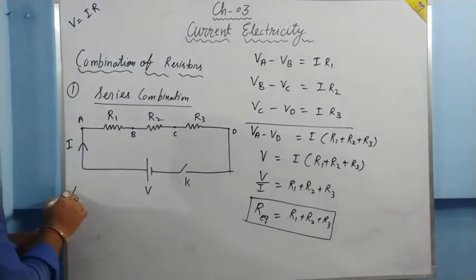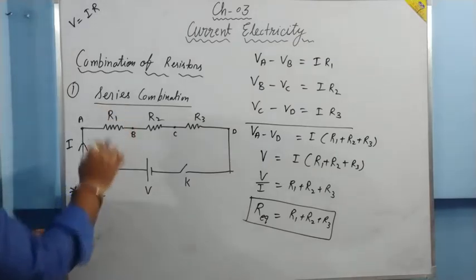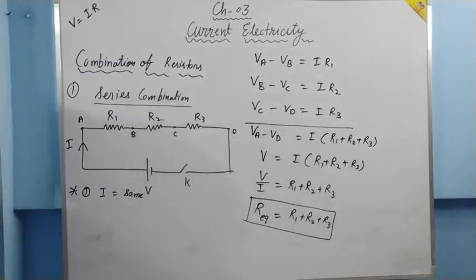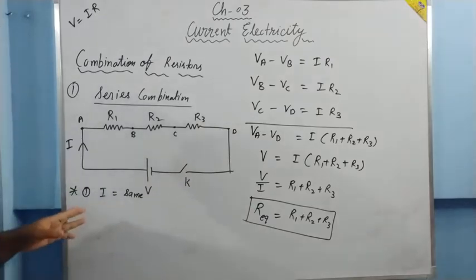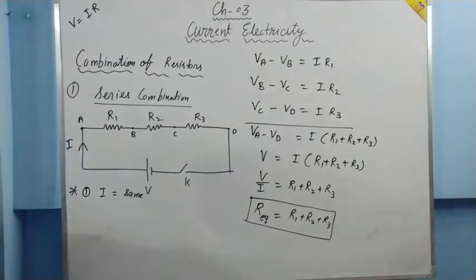There are some more points which we should remember. Important points you can say. The first point is, in series combination, the current through all the resistances is same. But it is not necessary that when the current is same, we say that the resistances are in series. These are two different things. When the resistors are in series combination, the current will be same. But if the current is same, then we cannot say that resistances are in series necessarily.